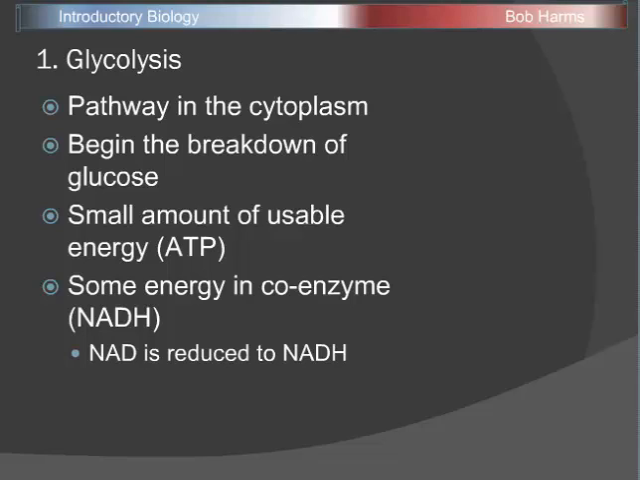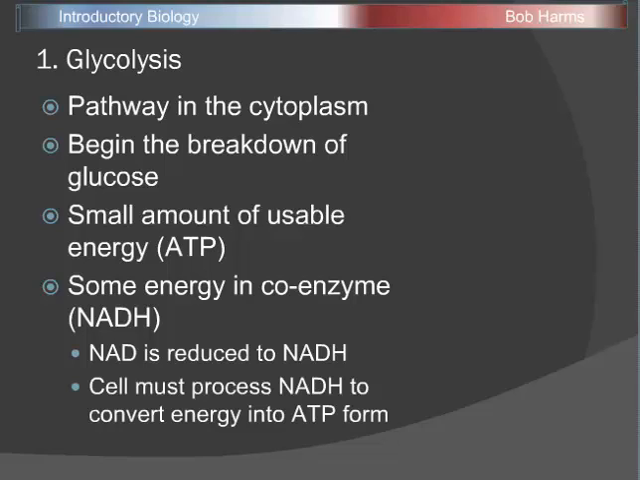And so in glycolysis, NAD, which is nicotinamide adenine dinucleotide, we'll just call it NAD for short, is reduced, meaning it's going to gain electrons during this process. Once it has those electrons, it's got more energy now, because remember, electrons we're going to associate with energy, and so the cell is going to process those NADHs later to convert that energy into ATP form.